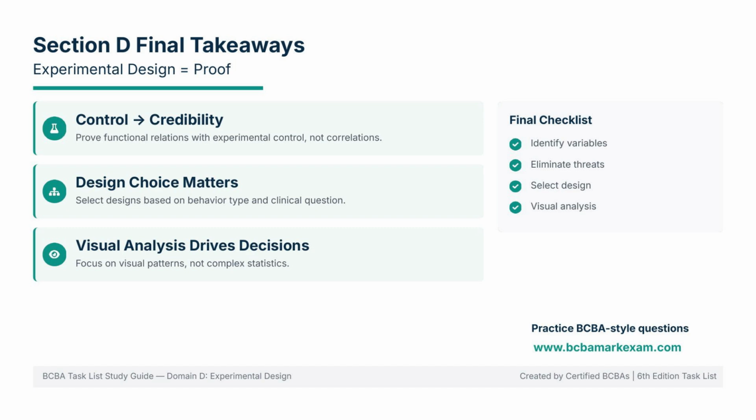Finally, visual analysis drives decisions. The exam isn't about math, it's about logic. Focus on the patterns in the data, not the complex statistics. Visual logic is key. Look for clear trends and trust your eyes. Final checklist. Identify variables. Eliminate threats. Select the right design. Perform visual analysis. And, most importantly, practice BCBA-style questions.